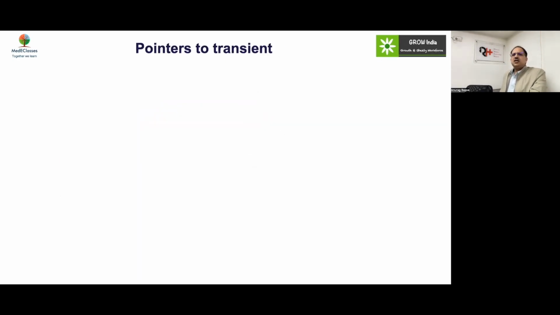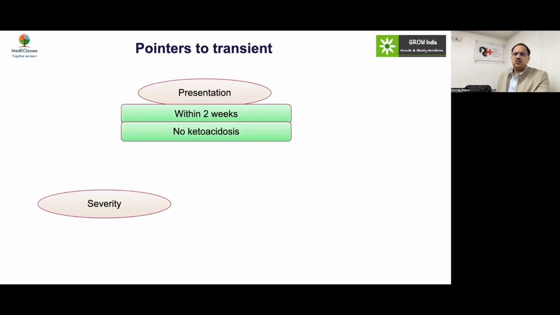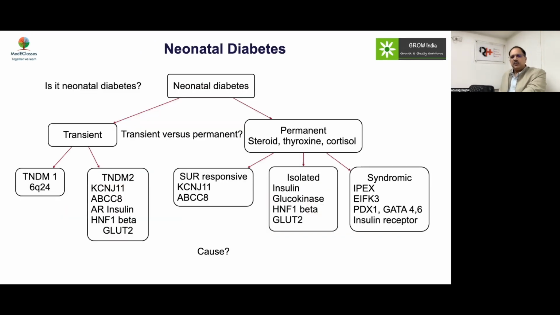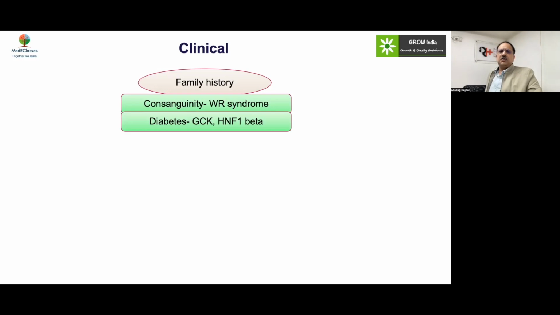Now, transient versus permanent. If you have an earlier presentation without ketoacidosis, with a lower weight and a higher sugar, you are more likely to be transient, especially if there is omphalocele or umbilical hernia. Finally, about the cause. Here you will have to go for family history. If there is consanguinity, think of Walcott-Rallison and glucokinase deficiency. Diabetes in family, especially milder form, think of GCK defect.